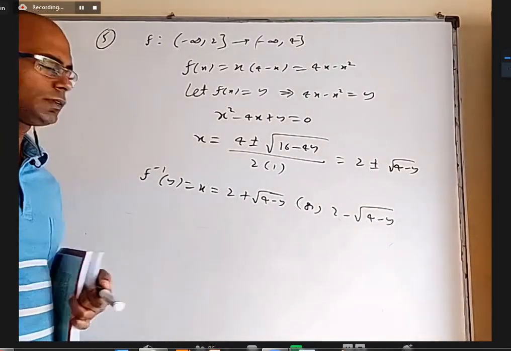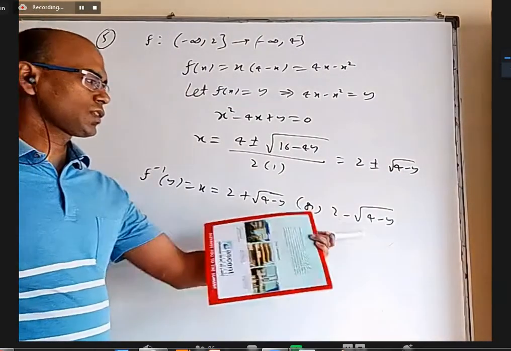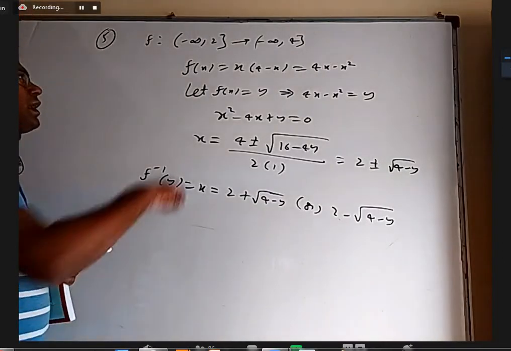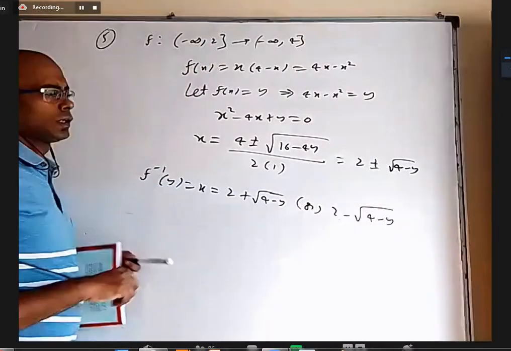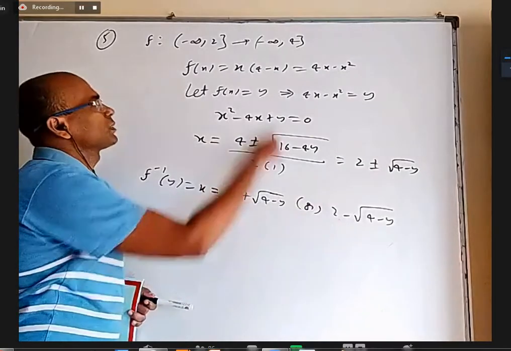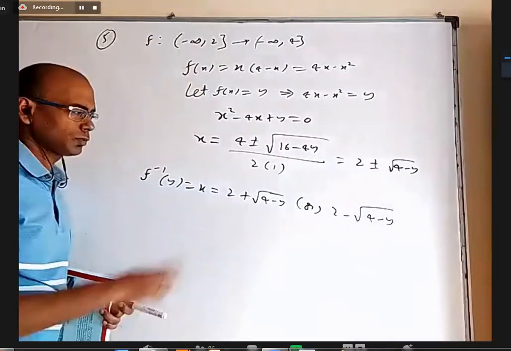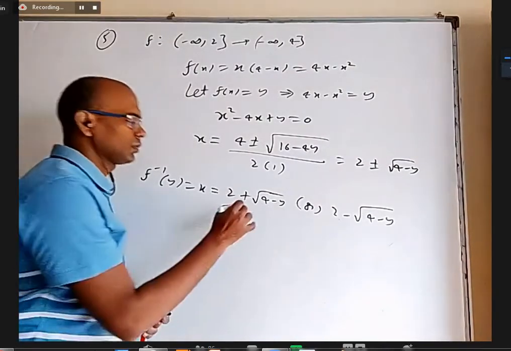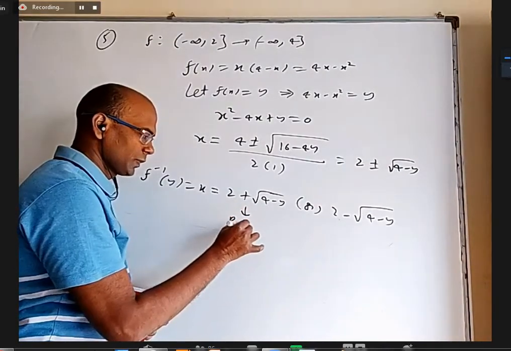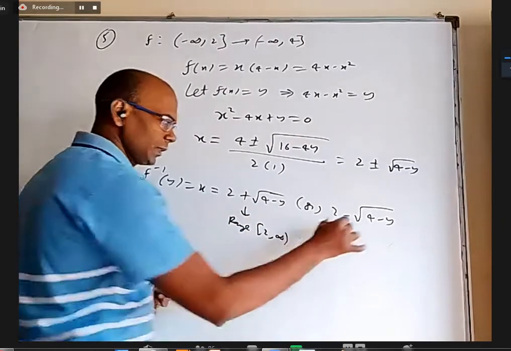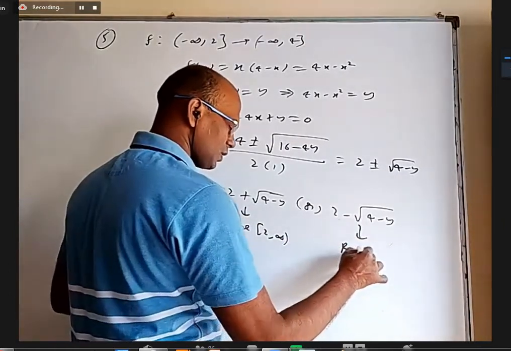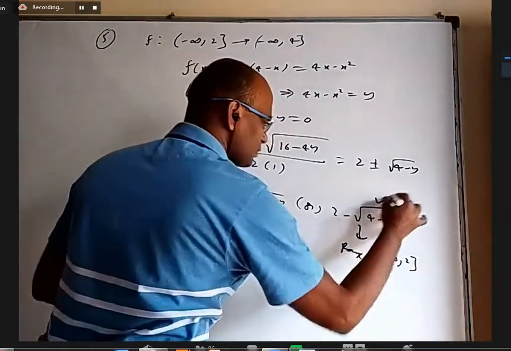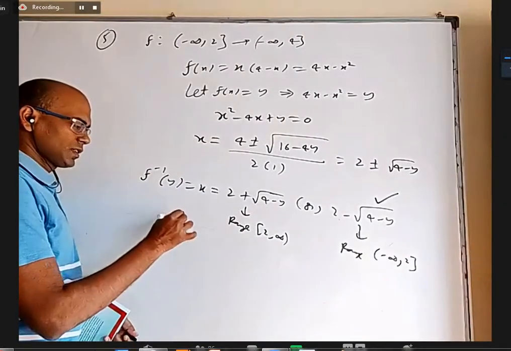Yes, sir. It's 2 minus root of 4 minus y. Why this one? Why not the other one? Because of the domain. Yes, the domain is less than 2, that is what we want. So whatever the range of this is, that should be the domain here, and our domain is less than 2. 2 plus will be more than 2. 2 minus will be less than 2. So this range will be 2 to infinity, whereas this range will be minus infinity to 2. Our domain is that, so we'll accept that. Okay, that is one reason.